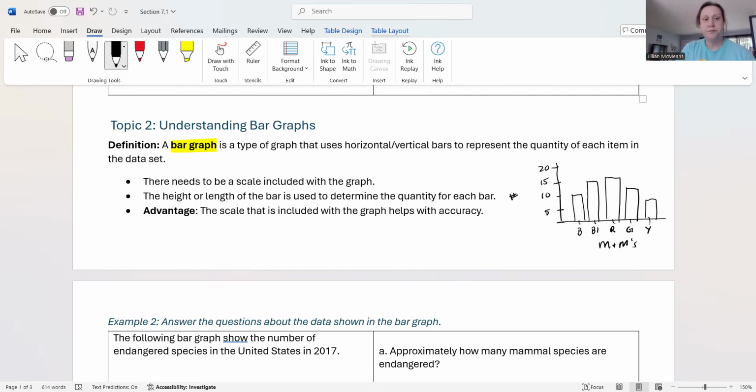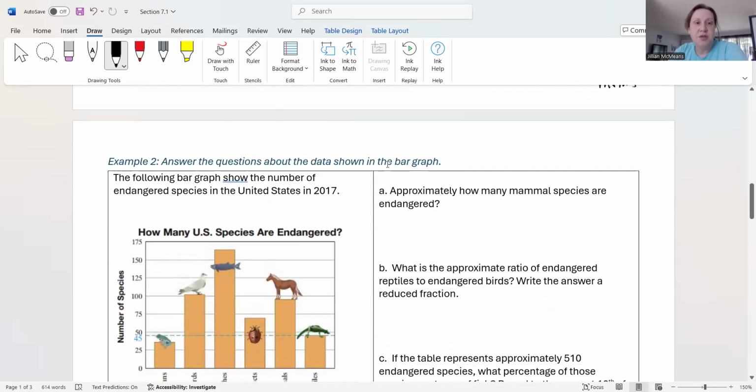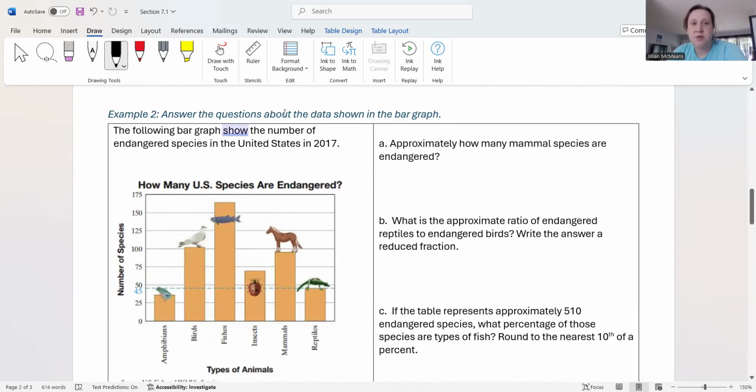Same premise though. Okay, so the scale that is included with the graph helps with accuracy, but if you're dealing with huge quantities, the scale might be by hundreds or by thousands, and then it's not going to be super accurate. So this is going to be much more accurate if you're dealing with smaller quantities. The higher the quantities get, the less accurate your scale is going to be, but it's not a terrible way to visualize data.